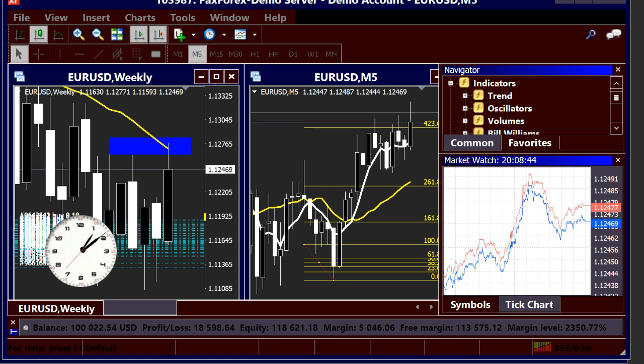So dollar yen and the other ones are rising at the same time right now, oddly enough.